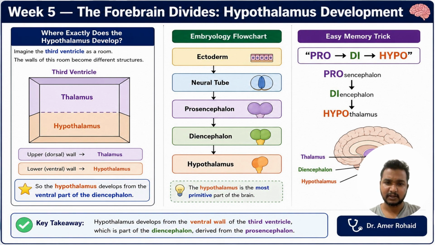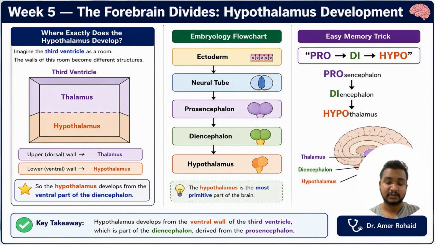Here's an easy memory trick. PRO to DI to HYPO. Think of it as a journey. PRO stands for prosencephalon. DI stands for diencephalon. HYPO stands for hypothalamus. If you remember PRO to DI to HYPO, you'll always remember the embryological origin of the hypothalamus. Let's summarize the key points.